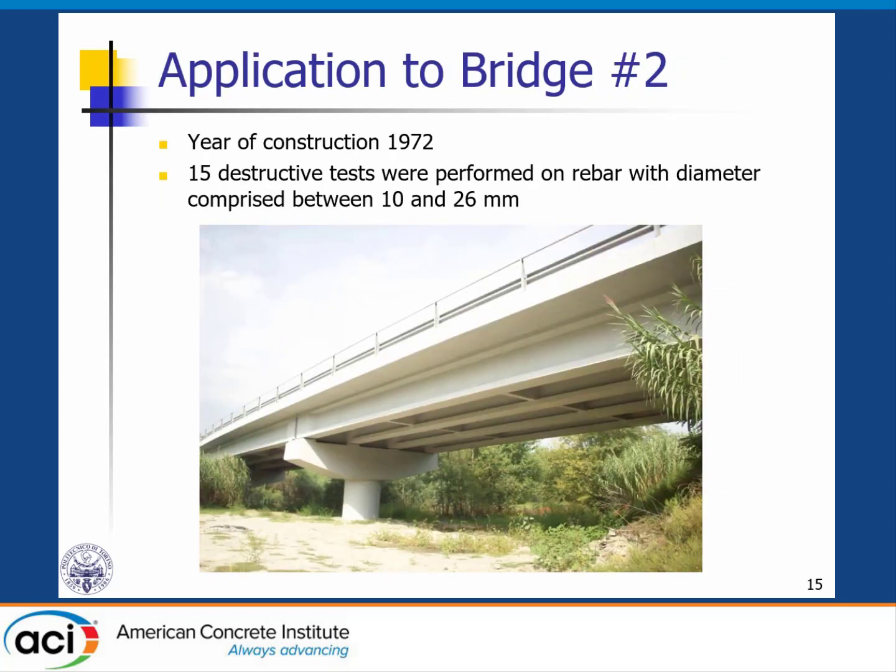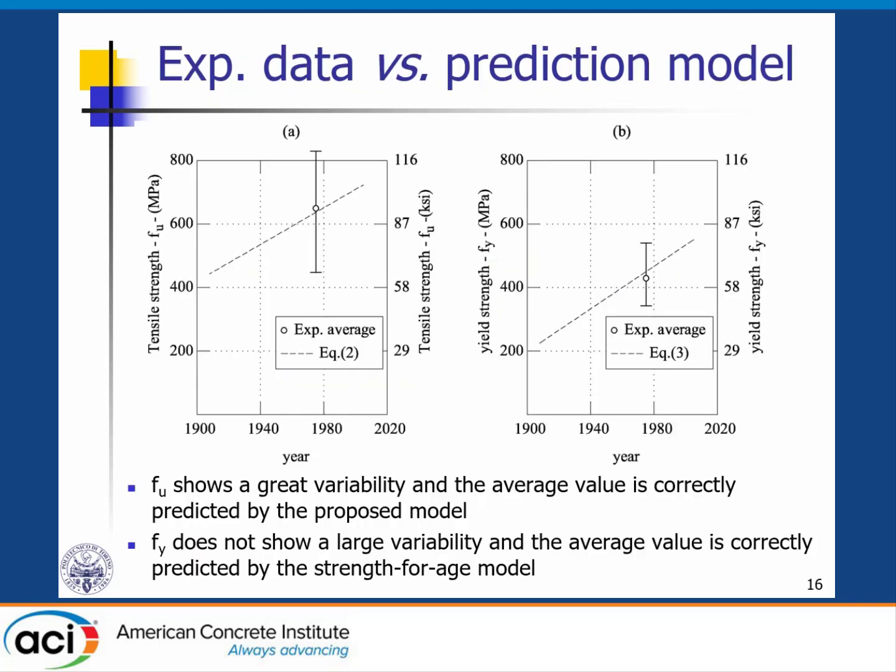This is the application on another bridge. We are in 1972, and here we extracted 15 pieces of rebar, and the diameter is between 10 and 26 millimeter. With respect to the results of the test, we have a large dispersion, also in this case, regarding the tensile strength. Anyway, in this case, we have the average value quite close to the prediction model, which is this line.